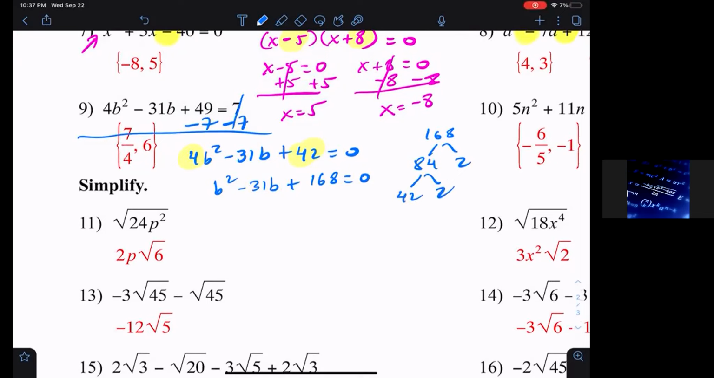What else do I need to do? 21 and 2. What else? 7 and 3, right? Because 21 is not divisible by 2, you go to the next number, which is 3. Let's see. We have 8 and 21, or we can have 6 and 28. You need to figure out what numbers work, right?